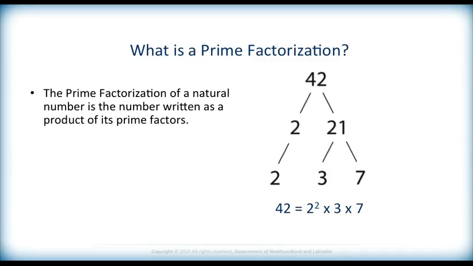As a result, the prime factorization of 42 equals 2 times 2 times 3 times 7. We have to use all the prime factors in our factor tree. As a result, we will have to write the 2 times 2 as 2 squared. So now we have 2 squared times 3 times 7 for our prime factorization of 42.